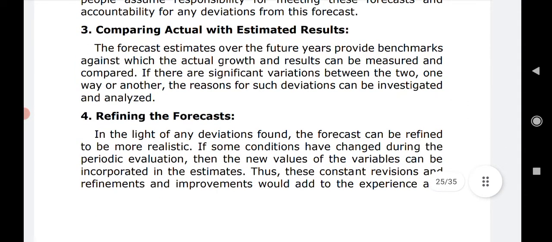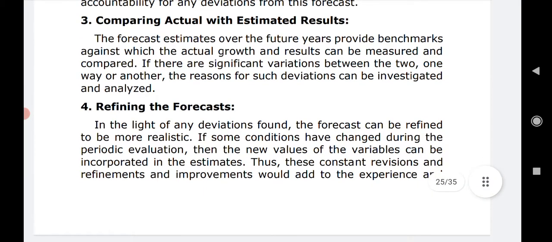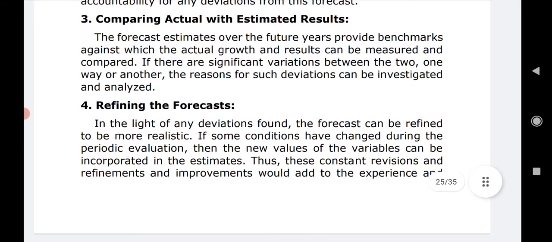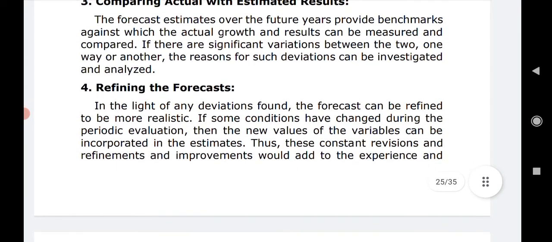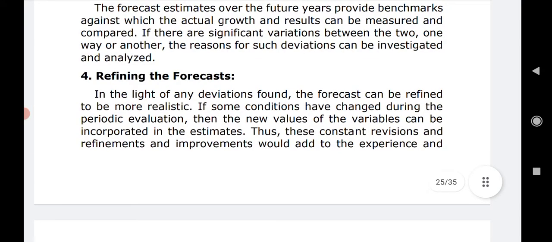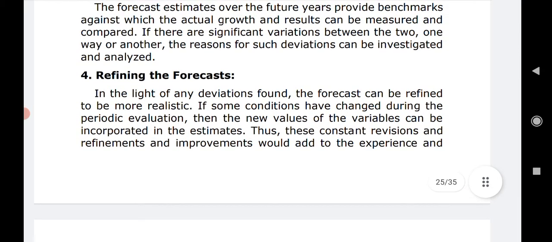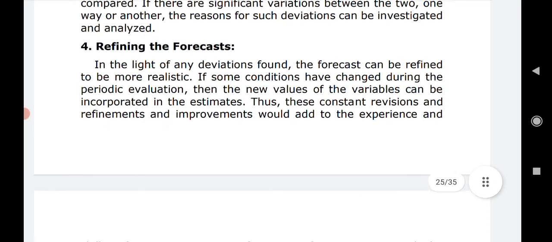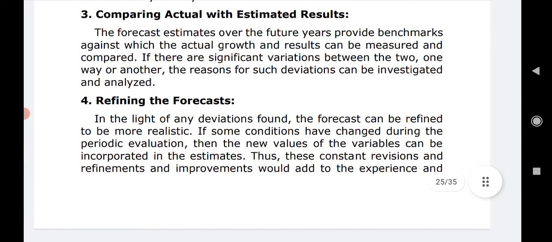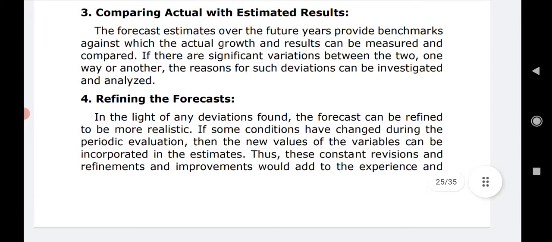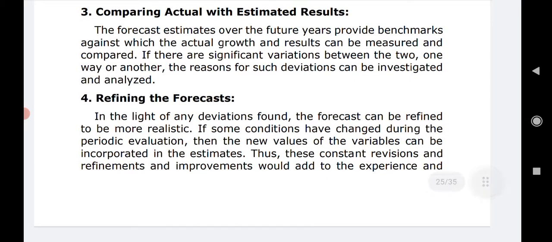Next is the next element that is important, which is known as comparing of the actual and estimated results. Now the forecast estimates over the future years and provides a kind of benchmarks against which the actual growth and the result can also be measured or compared. If there are significant variations, means if there are changes between the two, one way or the other, the reasons for the deviations can be investigated, can be analyzed, and a rectification or the correction of the policies or maybe the methods may be done.